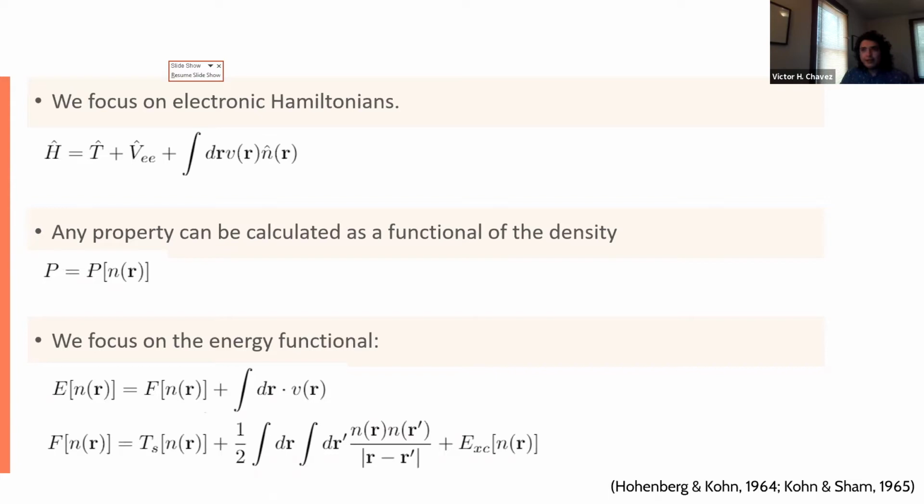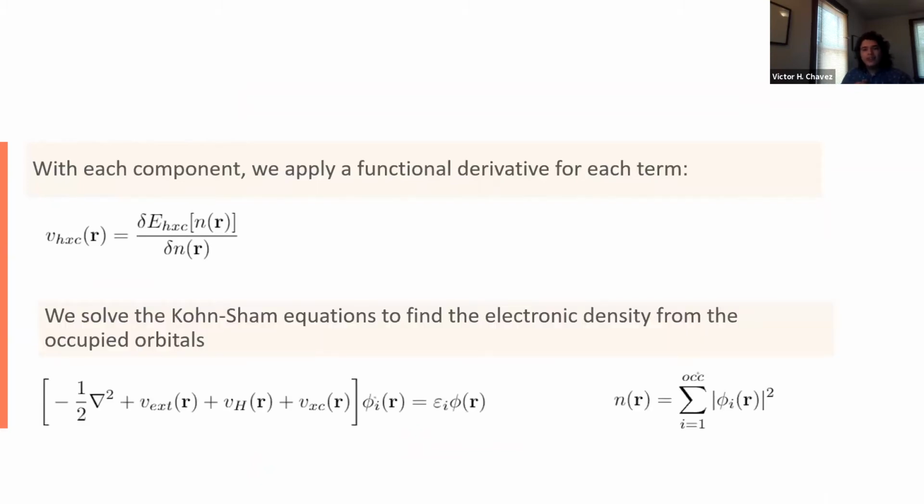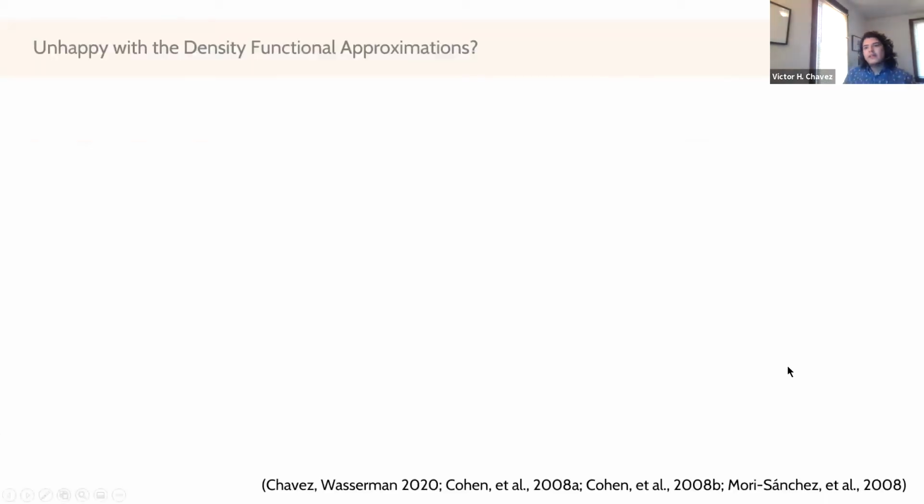And then what we do in practice is, of course, for each of those components, we apply a functional derivative so that I can build the Kohn-Sham equations to find the electronic density from the occupied orbitals. All right, so now, even though we are all very familiar with density functional theory, there are some instances in which we are a little bit unhappy with the performance of density functional approximations.